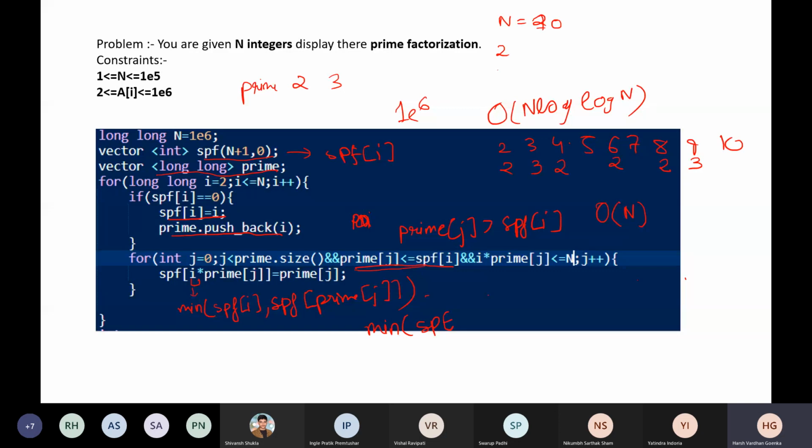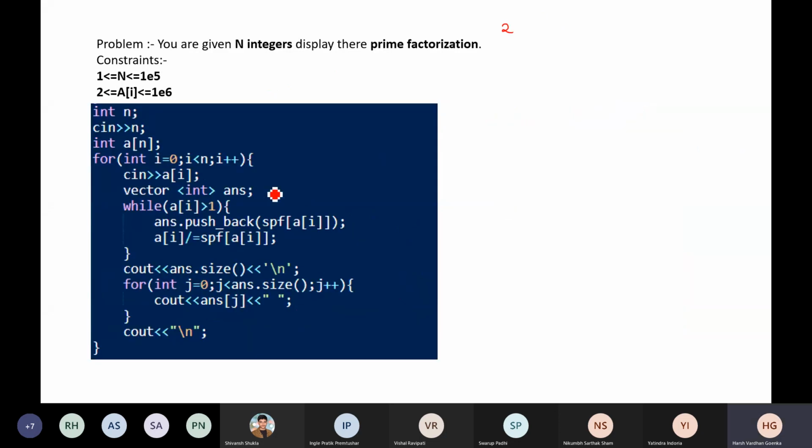So how do we use the smallest prime factor in this code? We take a user input A[i] from the user. Then if A[i] is greater than 1, there is still a prime factor left in A[i]. I know that SPF of A[i] is a prime factor of A[i], so I will push that into the answer and divide A[i] by SPF of A[i]. I'll keep doing it till A[i] becomes 1.